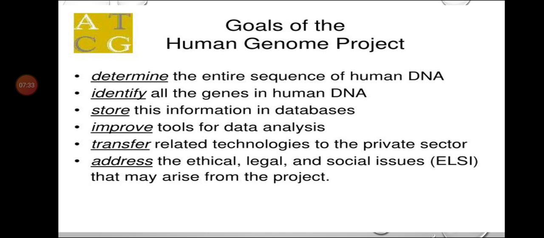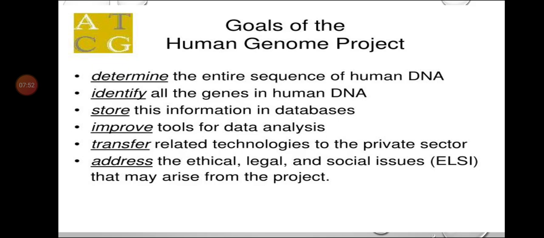Legal means any legal process. Ethical means it should not go against any tradition, it should not go against moral values. And social means it should not harm any social things. So these are the aims of the Human Genome Project.